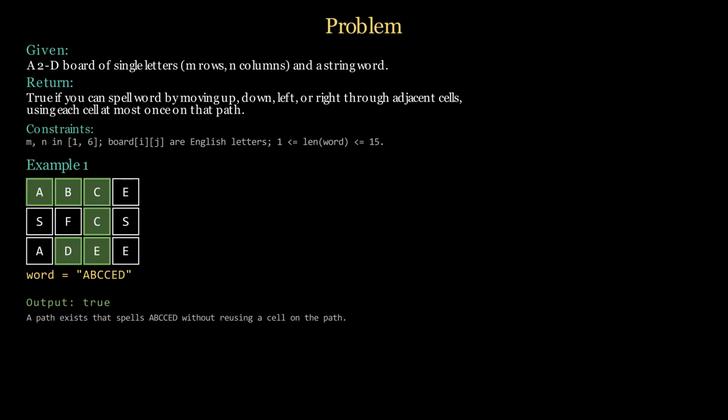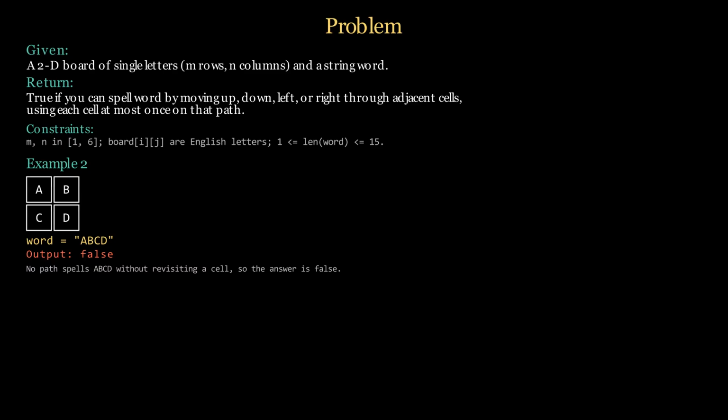Word search: you get a grid of letters and a target string. You may walk orthogonally to adjacent cells, and each cell can be used at most once along the path you are building. In the first example, the board is 3 by 4 and the word is ABCCED, and a valid path exists.